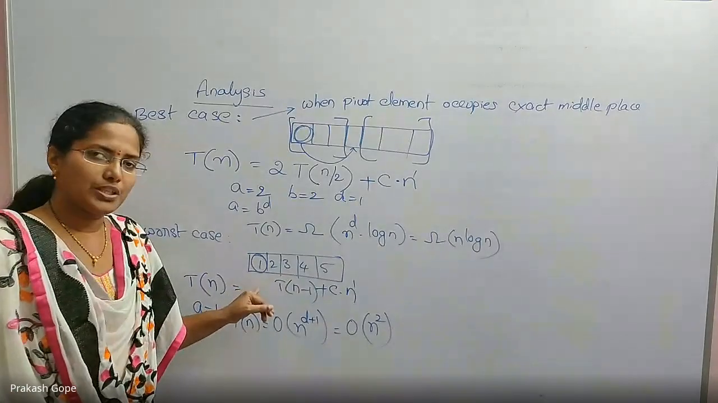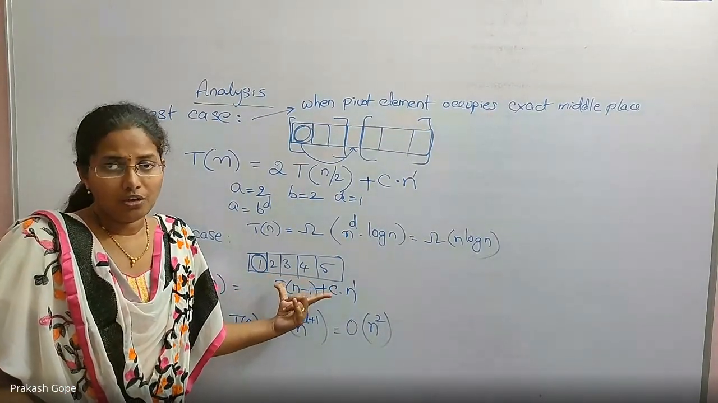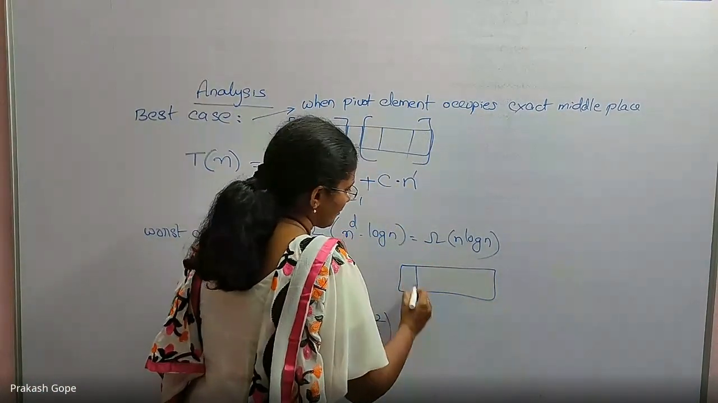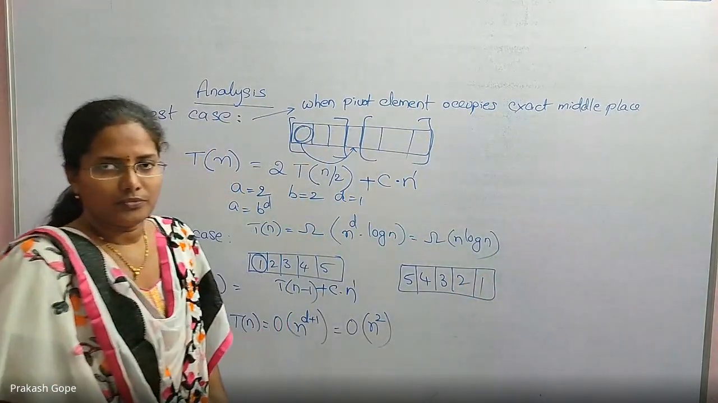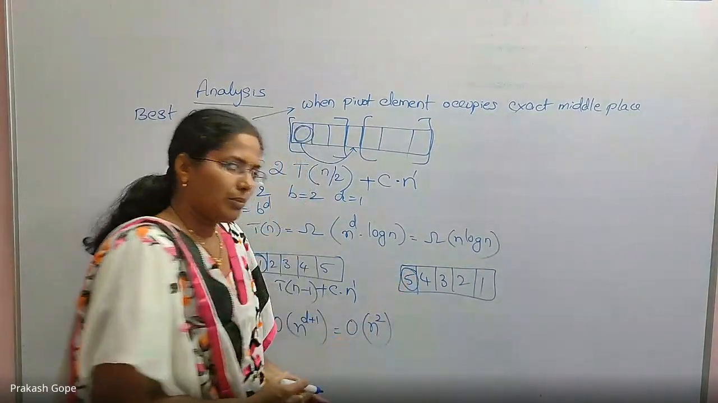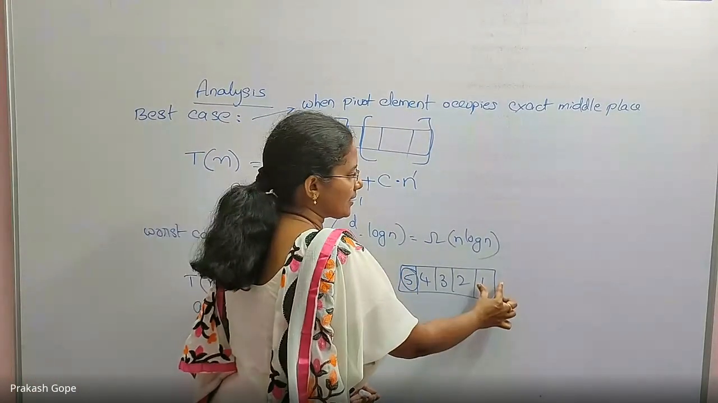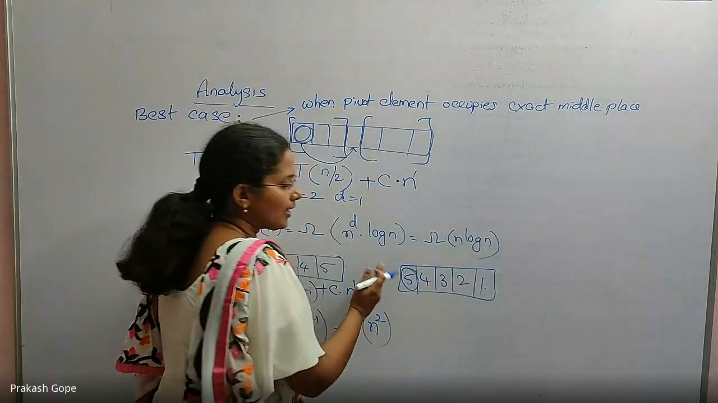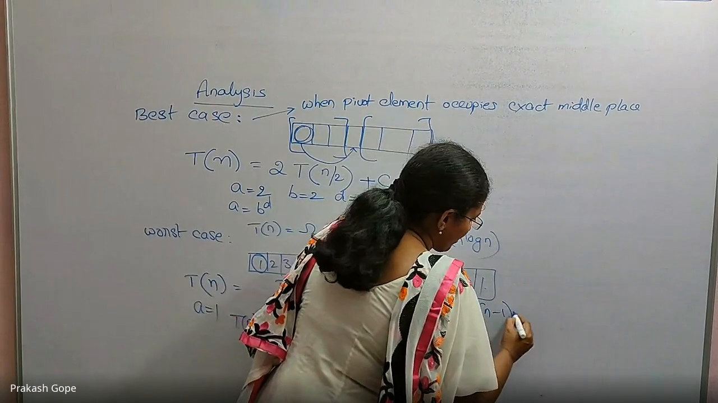And when does the worst case occur in quicksort? When the array is already in sorted order or even the reverse sorted order. If the array is 5, 2, 1, even in this case, I will select 5 as a pivot element. But after doing a comparison with all the other 4 elements, 5 will go and occupy this extreme position. So the remaining array is again n minus 1 elements. So the recurrence relation will be T of n minus 1 plus C into n.